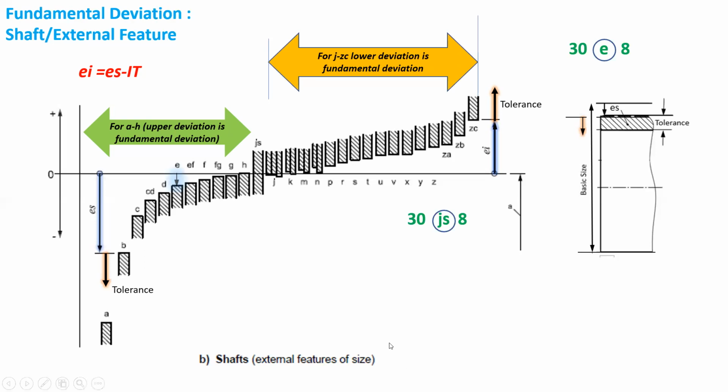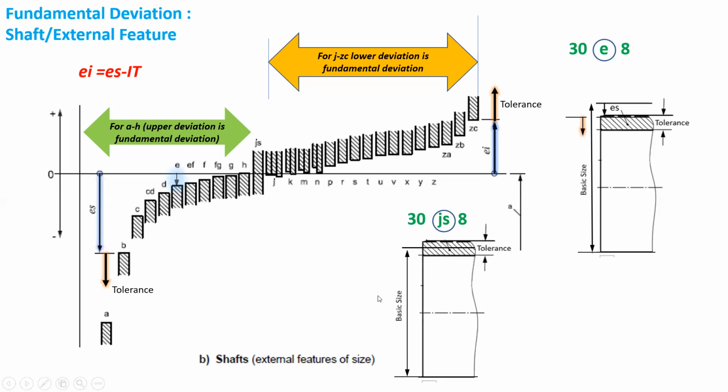Similarly, for the shaft 30JS, as we have previously discussed, for JS the upper and lower deviations are equidistant from the basic size. So in this case, the upper deviation will be equal to half of the tolerance and the lower deviation will be equal to minus the upper deviation.